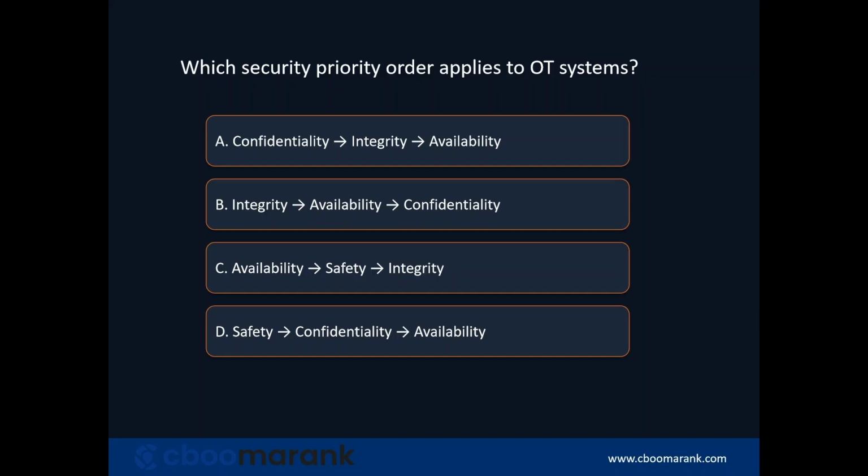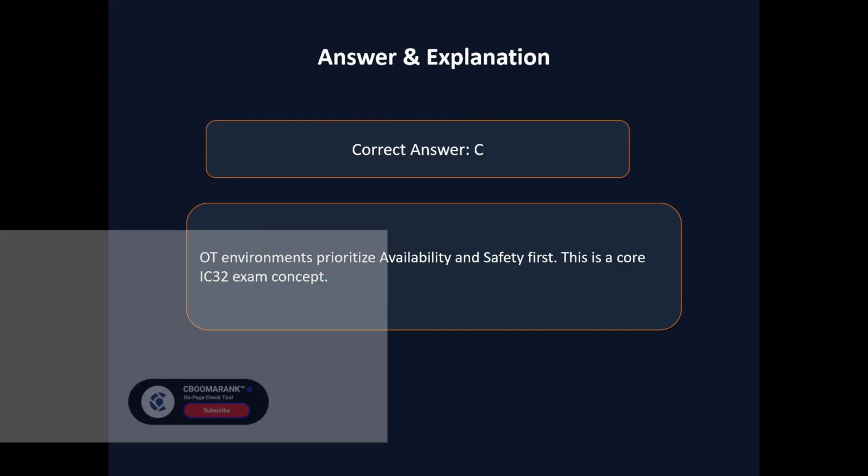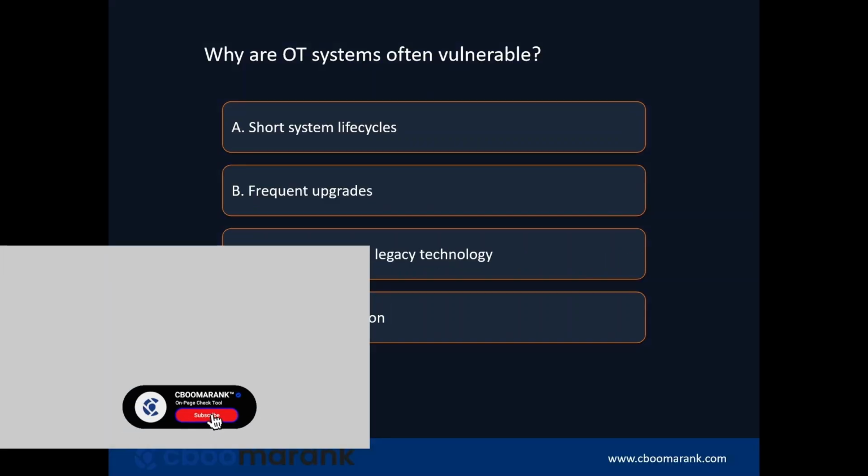I think we have discussed this earlier several times. So the correct option is option C, which is availability, safety, and integrity. In an OT environment, keeping the system running safely is our top priority. Data confidentiality is important, but it does not outweigh the need to maintain safe and continuous operation. This priority order is the core of the IC32 exam concepts, and you should remember it clearly.